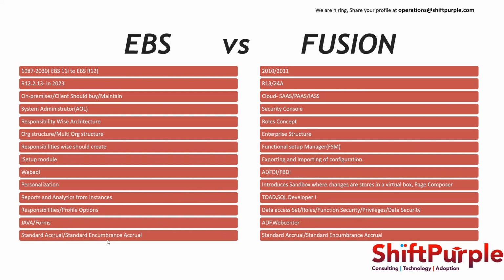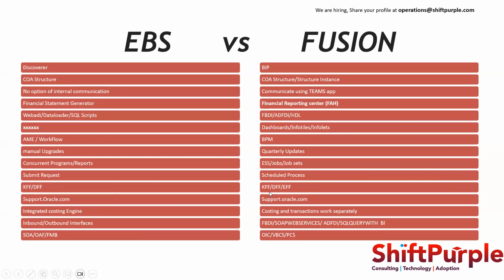Standard accrual and standard encumbrance are the same. Concept-wise, the encumbrance concept is exactly the same as we had in EBS. Then moving to the next slide, we used to have Discoverer. Here we have BIP for report extraction. We used to have chart of account structure, and we have chart of account structure here. Along with that, we have the structure instance as well.